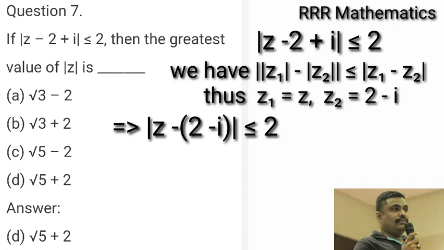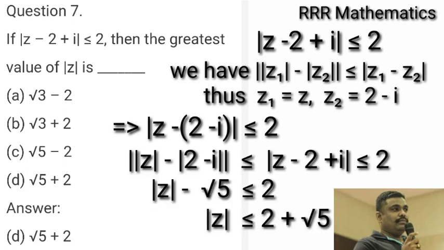So therefore mod z1 minus mod z2 whole modulus is less than or equal to mod z1 minus z2. In this case, z1 is z, z2 is 2 minus i. Therefore mod z minus mod 2 minus i whole modulus is less than or equal to mod z minus 2 plus i, which is less than or equal to 2. So mod of 2 minus i is root 5, that is 2 square plus 1. Therefore mod z minus root 5 is less than or equal to 2. This implies mod z is less than or equal to 2 plus root 5.